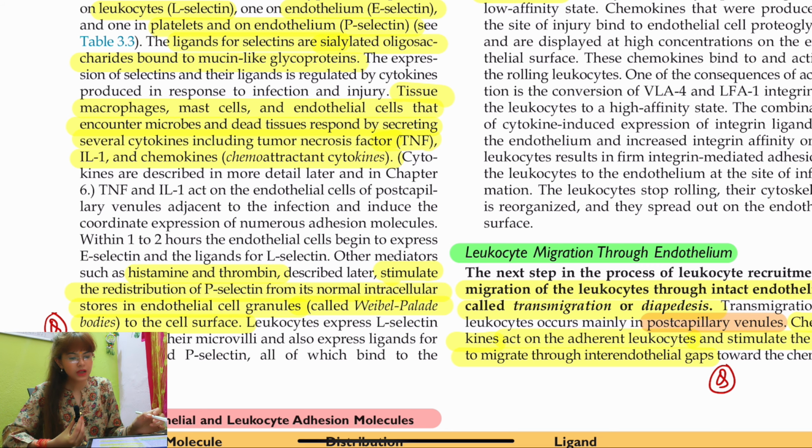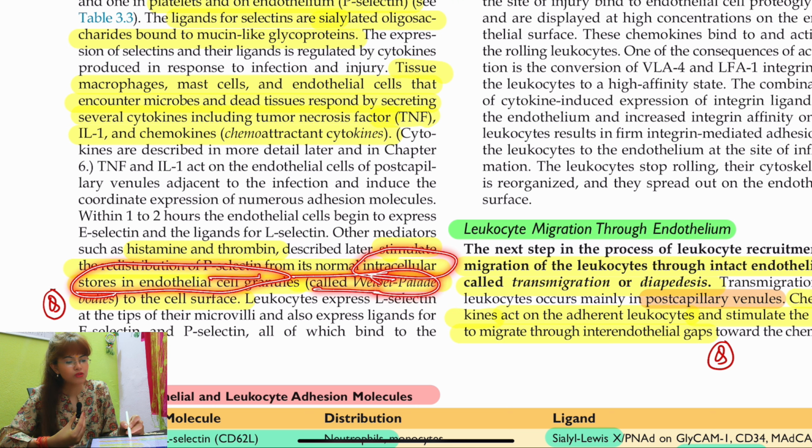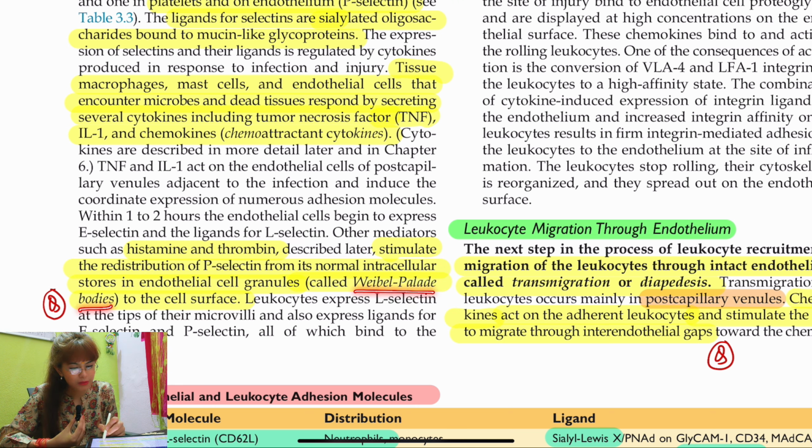Okay. Now, there's an important question here: the mediators like histamine and thrombin will stimulate the redistribution of P-selectin from its normal intracellular stores in the endothelial cell granules known as the Weibel-Palade bodies to the cell surface. So what are Weibel-Palade bodies?